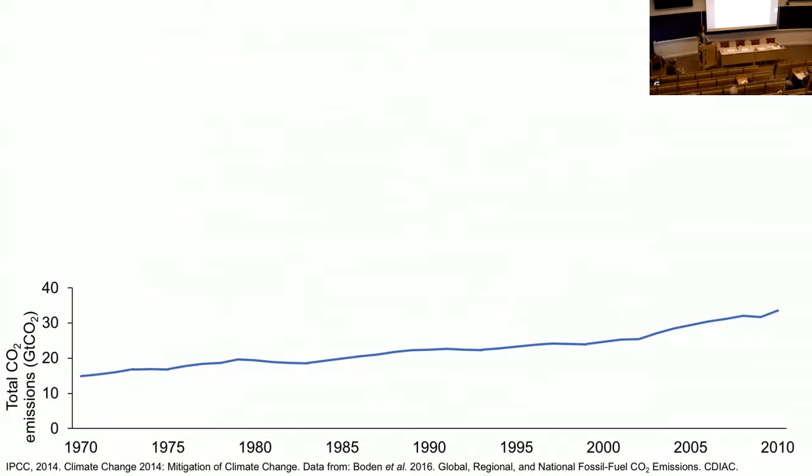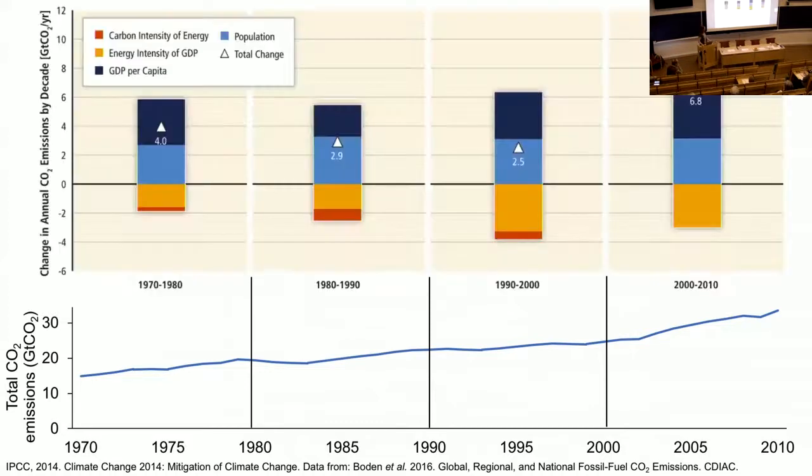And so if we break that down by change in annual emissions by decade, we can sort of decompose the influence of the 3 factors in the IPAT concept into population, economic growth, and technology. And that's what the IPCC, the Intergovernmental Panel on Climate Change, has done here in this graph. And so you see the influence of population is shown in light blue. The influence of economic growth is shown in dark blue. And technology here is represented by 2 factors, carbon intensity in orange and energy intensity in yellow.